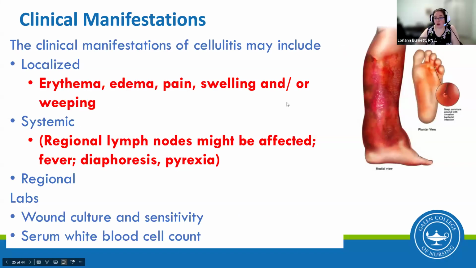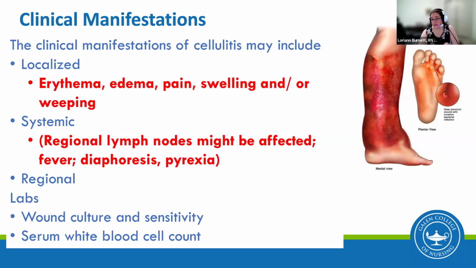So we have our red flag symptoms, and we have three different types. We have localized. Localized is going to be in one area, such as in our picture here, the bottom of the foot. That would be our localized. We have redness or erythema, edema, pain, swelling. Sometimes we'll also have weeping.